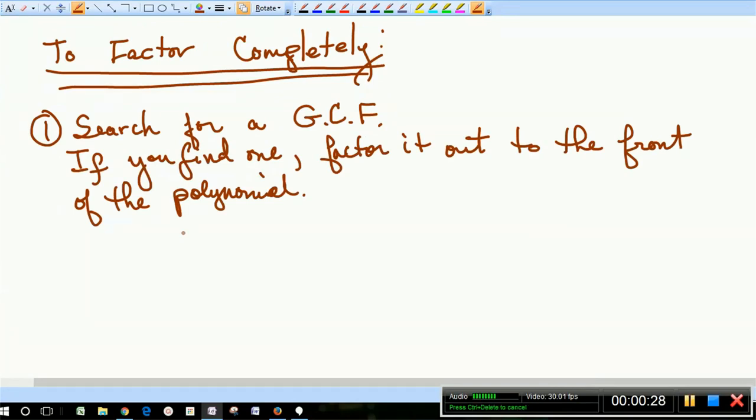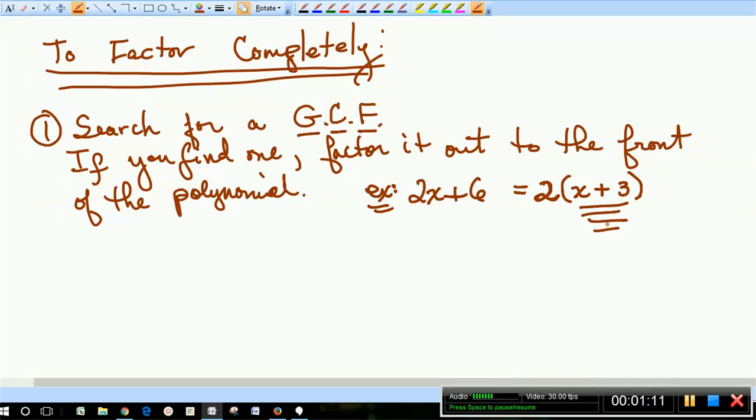Factoring completely, here are the steps. First, you want to search for a GCF if you're given a polynomial. Search for a greatest common factor. Remember, we talked about what the GCF is earlier. If you find one, factor it out to the front of the polynomial. For example, if I have 2x plus 6, everyone pretty much can see that 2 is going to be the GCF. You're pretty much always going to want to factor it out, put it in the front, and open a set of parentheses to put your leftovers. I tell you to do it this way because in the next few steps we're going to be examining those leftovers a little closer.